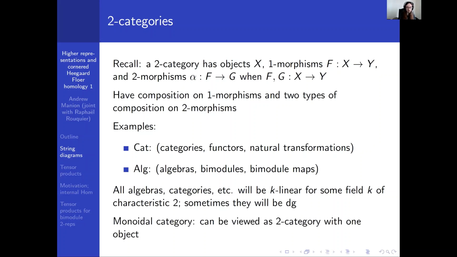And just as a, so if you don't like two categories, but you like monoidal categories, then you can just view them as two categories with one object. And that's what all the two categories of this talk will be, except Cat and Alg. They don't have one object. But the smaller, diagrammatic two categories we consider will all be equivalently viewable as monoidal categories. But they might be DG monoidal categories, for instance.